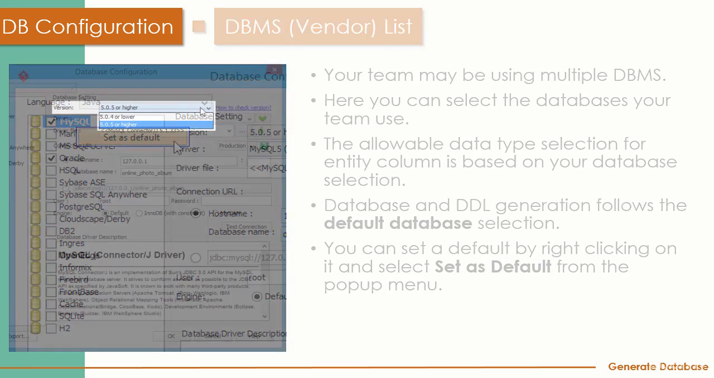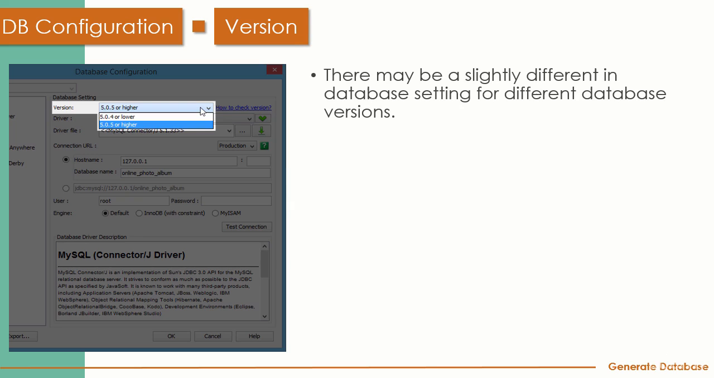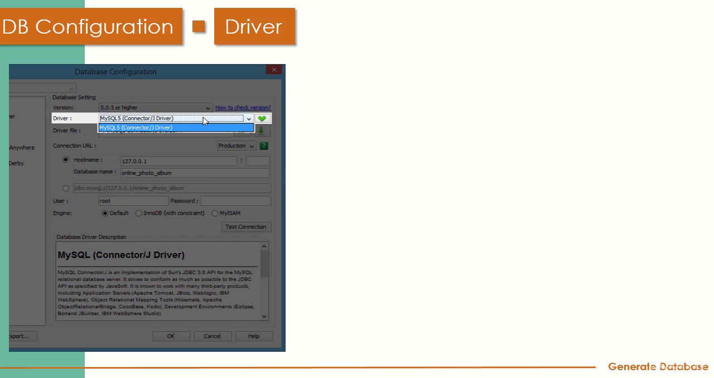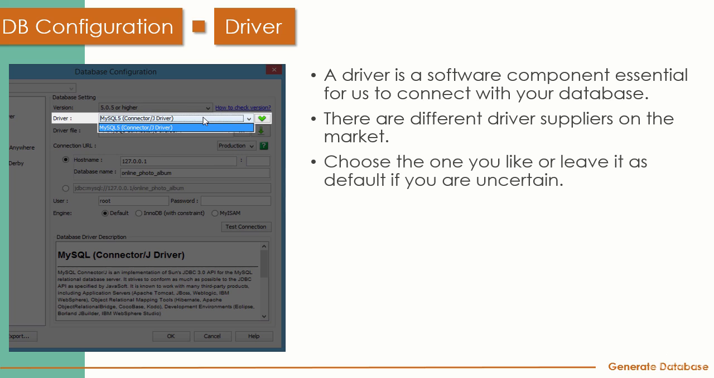You can right click on the database and set it as the default, using the pop-up menu. And then on the right hand side of the screen, you will see the version. You pick the version closest to the database engine you use. Visual Paradigm keeps supporting the latest version of the database engine, so keep updating your Visual Paradigm to get the best option. Choose the right version. And then you pick the driver. The driver is the component for Visual Paradigm to connect to your database. There are different driver suppliers in the market. Pick the one you use most frequently, or use the default one from Visual Paradigm.